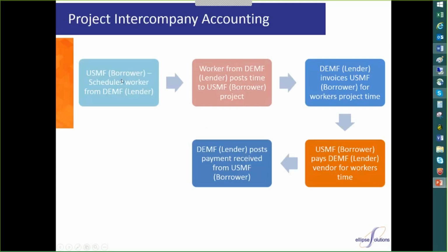In the second box, you see where the worker posts their time against the project in the borrower company, USMF. And then the next step will be where the DEMF lending company invoices the borrowing company for the worker's time. Then next we'll see where the borrowing company pays the lender for the worker's time. And then finally we're going to see where the lending company receives the payment that was received from the borrowing company. So without further ado, we're just going to get into our demo.